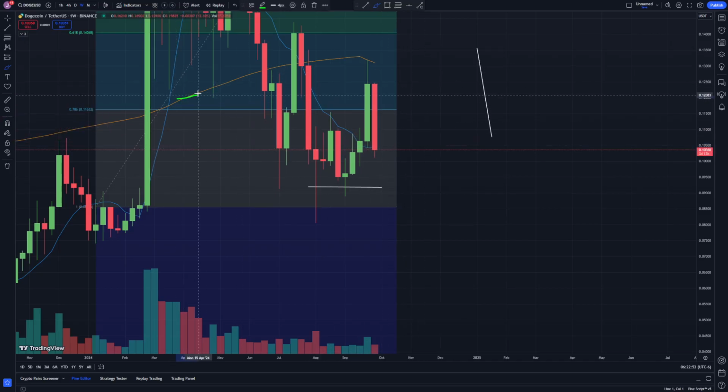And then you could also see right here the 180 moving average. We came up, touched that, same thing. We got rejected on it, and it acted as resistance.